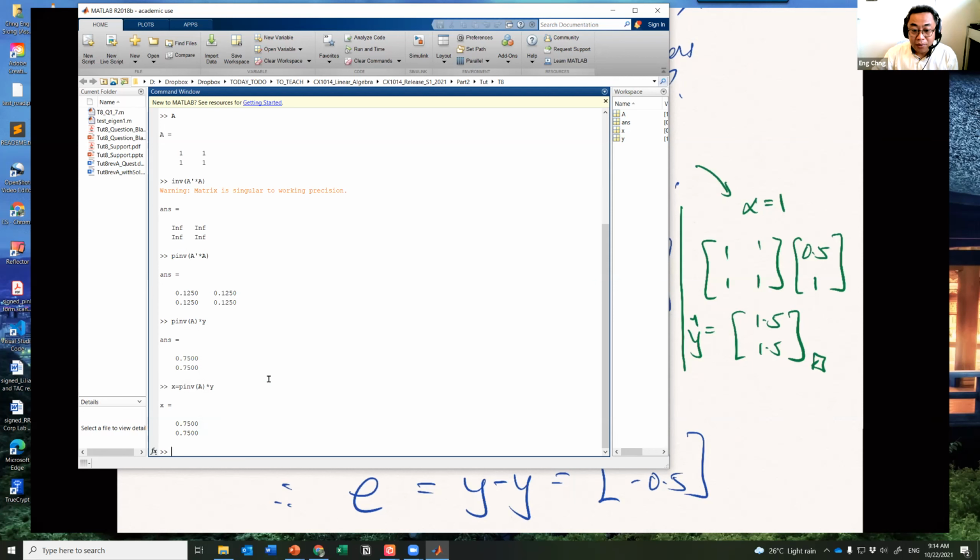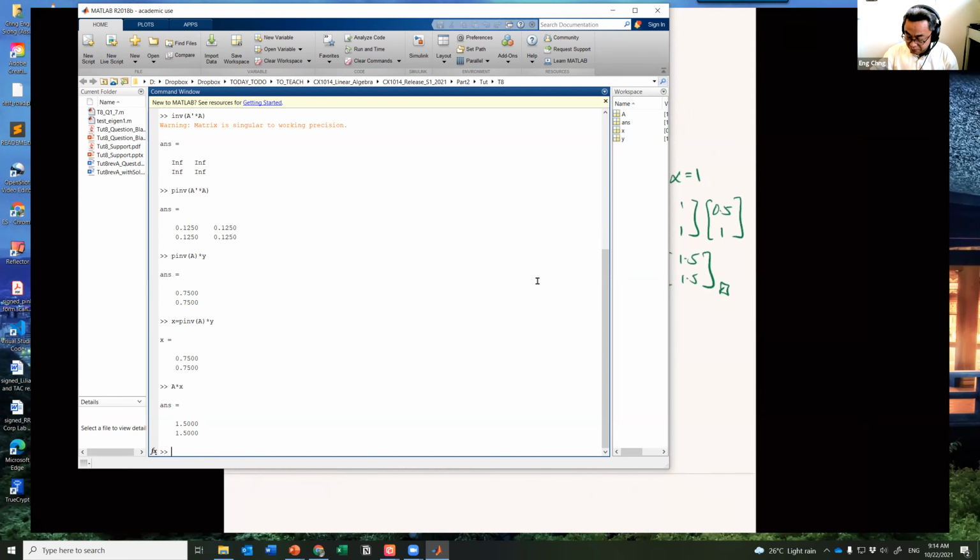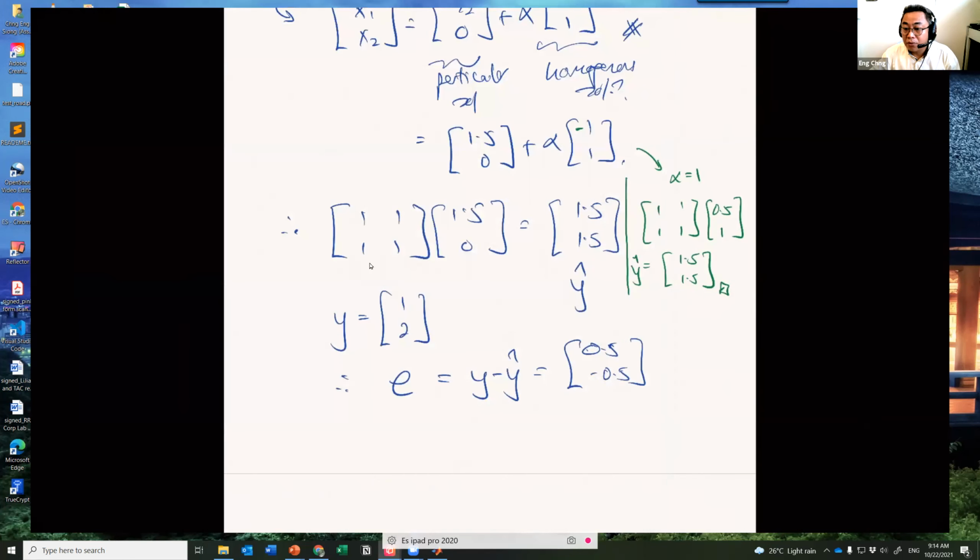And then you will see, hey, his X is 0.75, 0.75. So he has chosen a different alpha. But if we just do A times X, his solution and mine would be the same, 1.5, 1.5. Okay, so his solution is 1.5, 1.5, but he has chosen a different X. And in the advanced course, you'll realize that we'll find the minimum length of X that still satisfies the equation. So this is not our problem here.